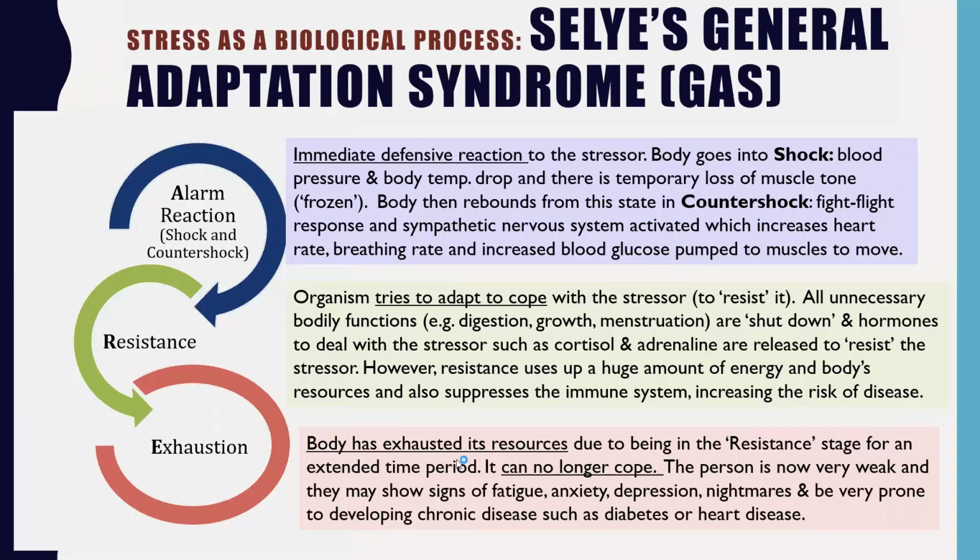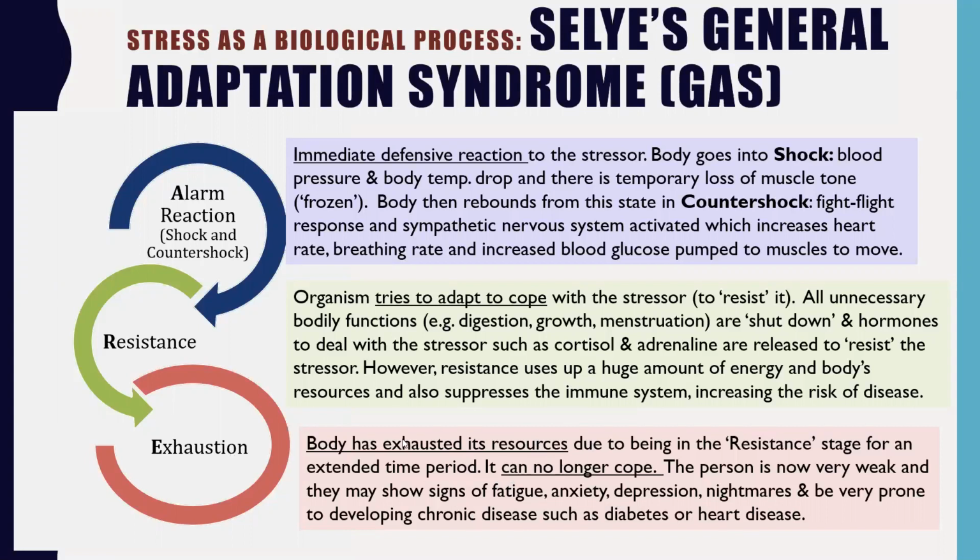So it's not able to cope anymore, okay? And in exhaustion, the person is really weak because their immune system was already suppressed from the previous stage and it continues to deteriorate in the exhaustion stage. A person is very likely to develop actual serious disease like diabetes, heart disease, stroke, and they can also show symptoms of mental health conditions in exhaustion as well.